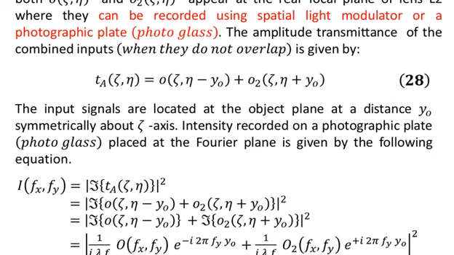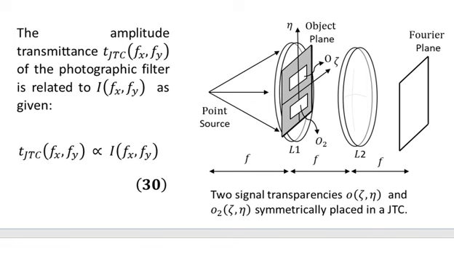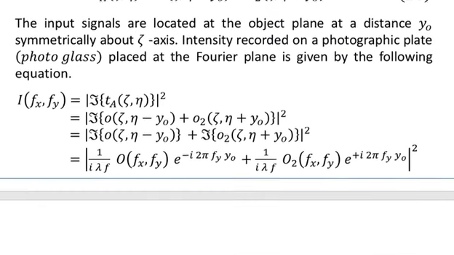Okay, the input signals are located at the object plane at a distance y0 symmetrically about the zeta axis. So you can see that both these objects are symmetrically located about the zeta axis, at a distance y0 above and a distance y0 below. So O1 is located at a distance y0 above the zeta axis, and the center of O2 is located at a distance y0 below the zeta axis.